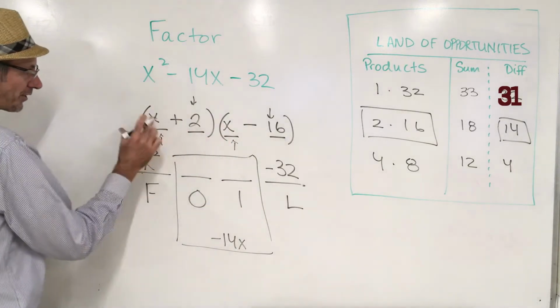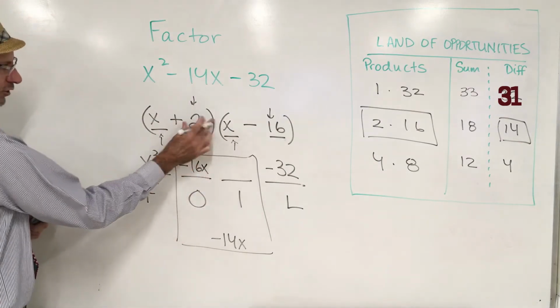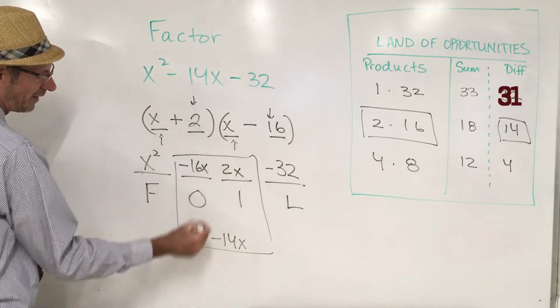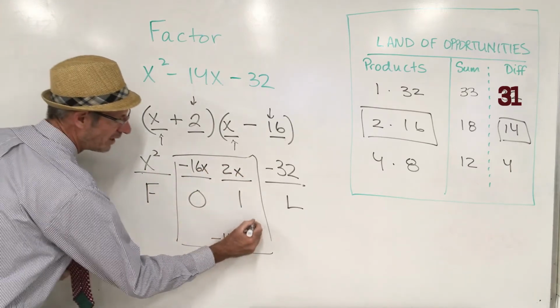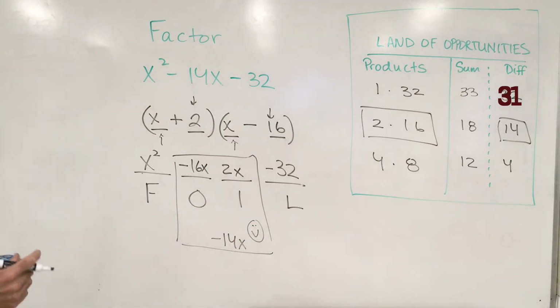Now, my outers, negative 16 times x is negative 16x. And my inners, 2 times x is positive 2x. And when I put those like terms together, I get negative 14x. So it looks like I have factored this problem correctly.